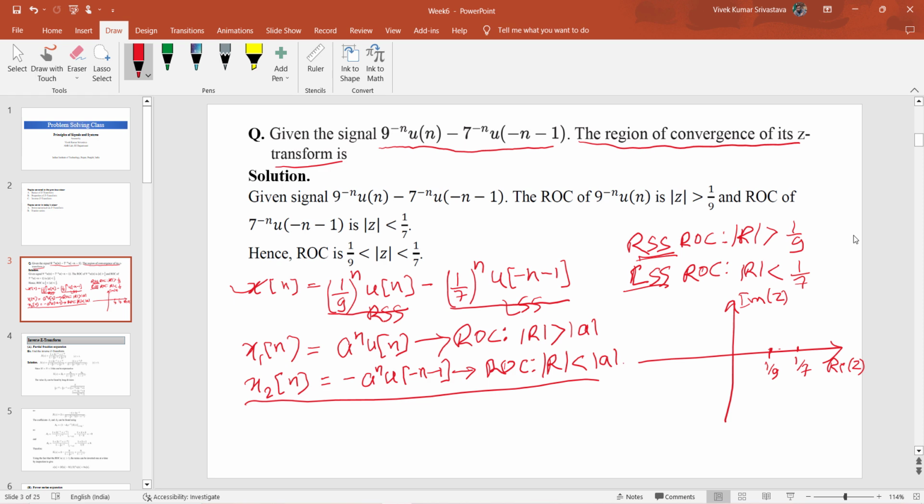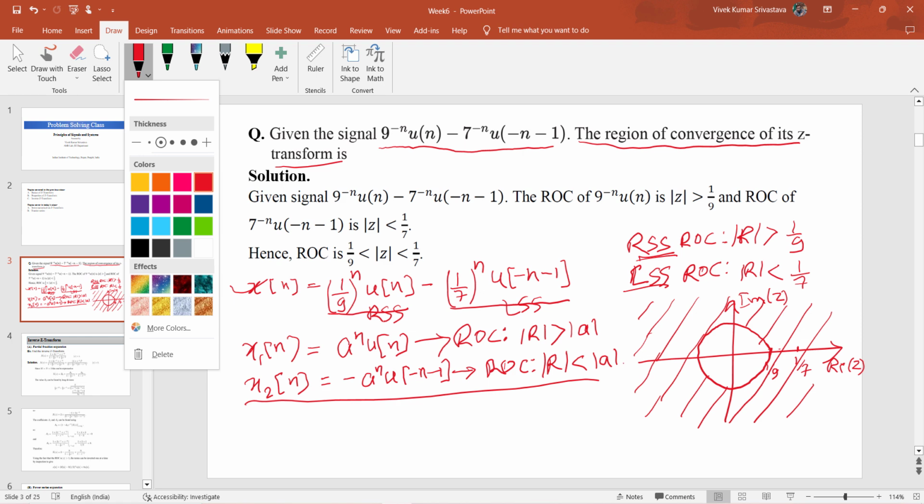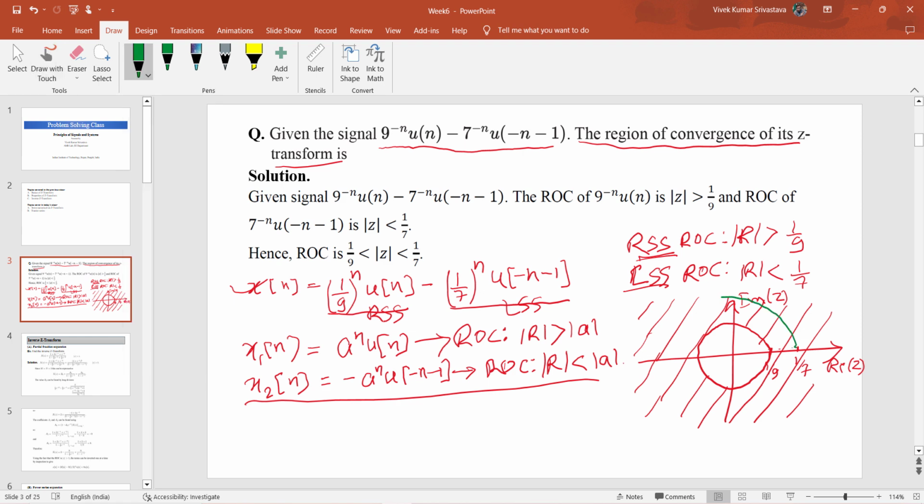For the right sided sequence the ROC will be greater than 1 over 9. If this is the circle of radius 1 by 9, then the ROC of this signal will be this one. Whereas for the left sided sequence, here is the circle corresponding to the radius 1 over 7, and for this kind of signal the ROC will be this one.